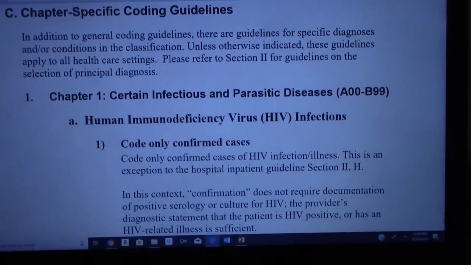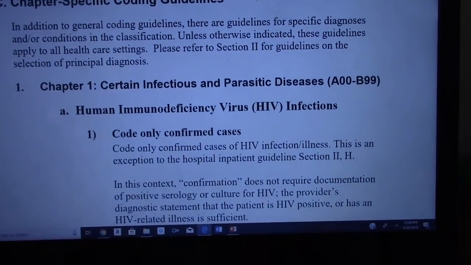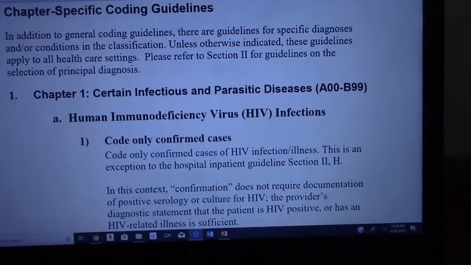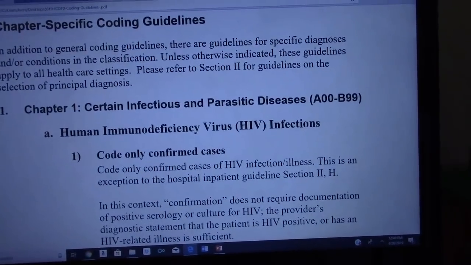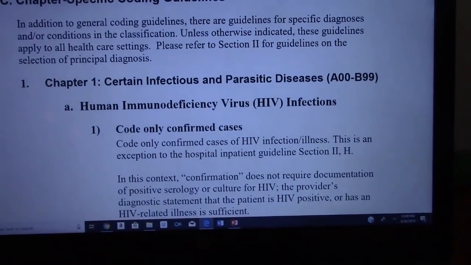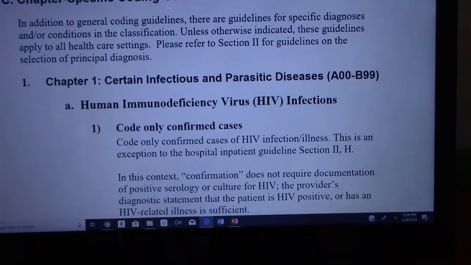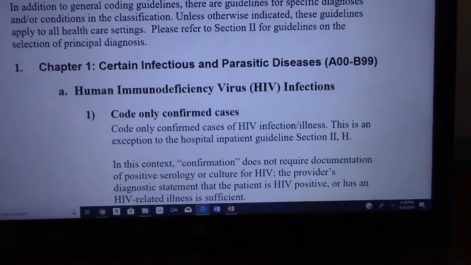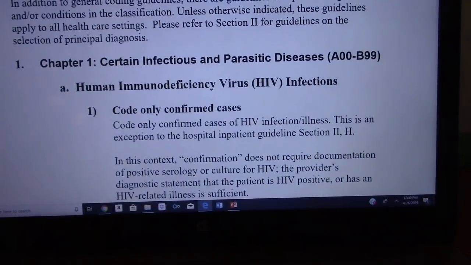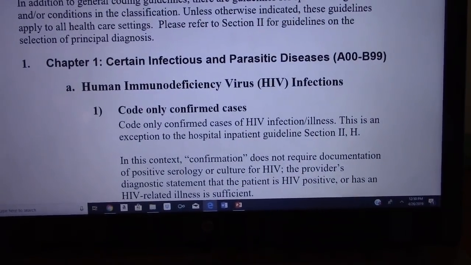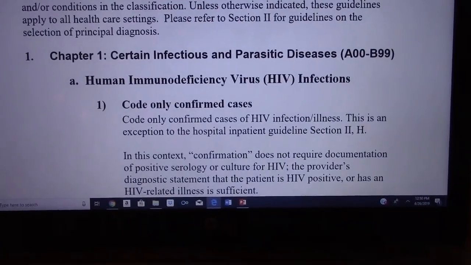And number 1 says, code only confirmed cases. The rule here says, code only confirmed cases of HIV infection or illness. This is an exception to the hospital inpatient guideline, section 2H. And if you don't remember, we'll go back over that. But it says, in this context, confirmation does not require documentation of positive serology or culture for HIV. The provider's diagnostic statement that the patient is HIV positive or has an HIV-related illness is sufficient. All right, Codemaster Coach, what are you saying?